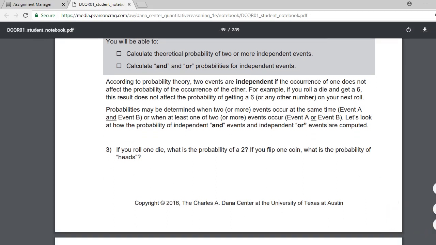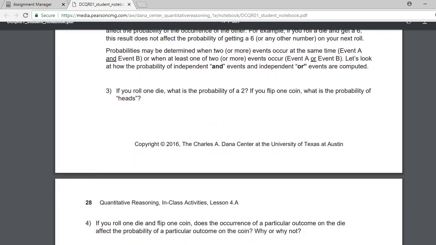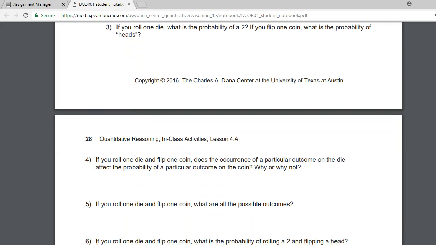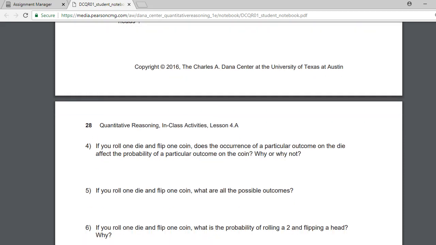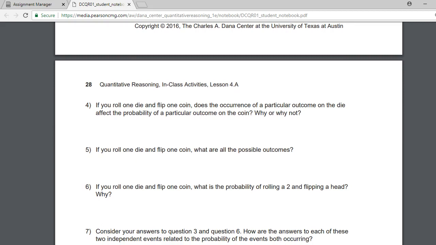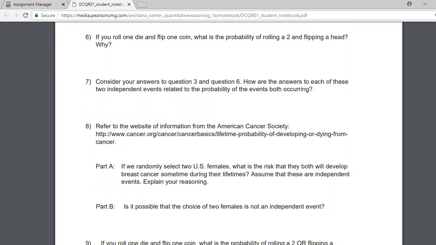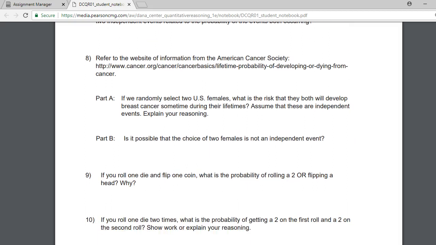And you're going to have to be familiar with what to do to calculate these. First, you have to decide if it's independent or dependent, and then notice whether it's an "and" or an "or." Specifically, like question number 8, when we looked at website information and talked about the possibilities of 2 random females and their risk of getting cancer.